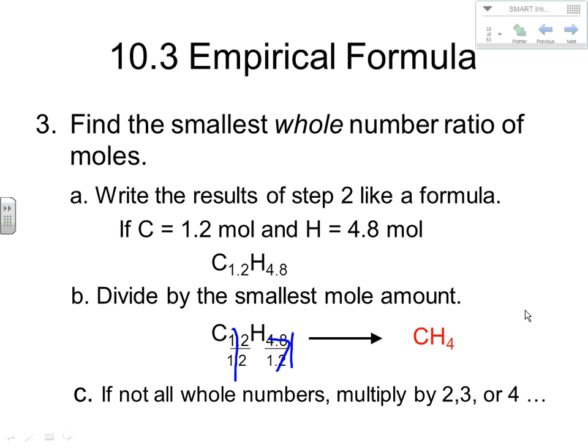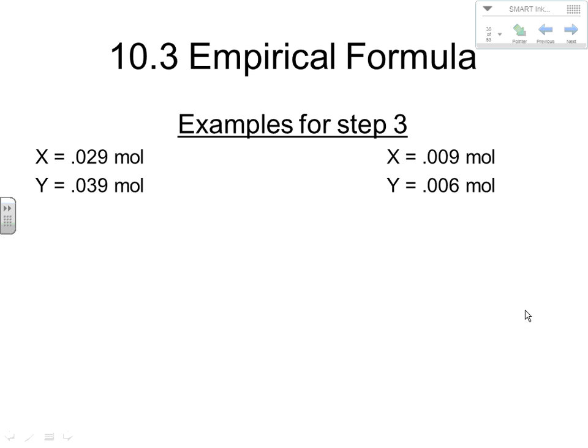But there will be instances where you won't get exactly a whole number. So if you get 1 and 2.01, that's basically 1 and 2. But if you get 1 and 2.5, I mean, that's nowhere near 2. It's nowhere near 3. You can't just round that to 2 or 3. So we need to maintain the ratio, but we need to get whole numbers. So sometimes you have to multiply, typically by 2 or 3. And it's fairly rare, but it does happen. So let's look at a couple of examples of what we're looking at here.